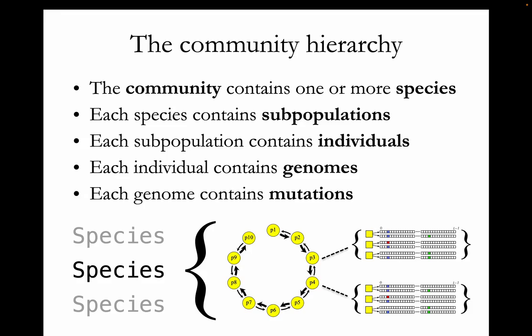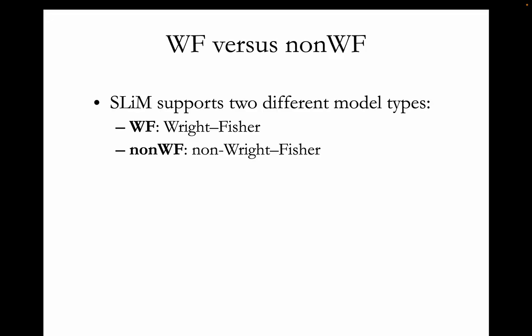Each of these levels is represented by a different class defined by SLiM. Together, the classes of the chromosome hierarchy and the population hierarchy pretty much embody your simulation. When you make a SLiM model of your own, the first choice you confront is WF or non-WF.